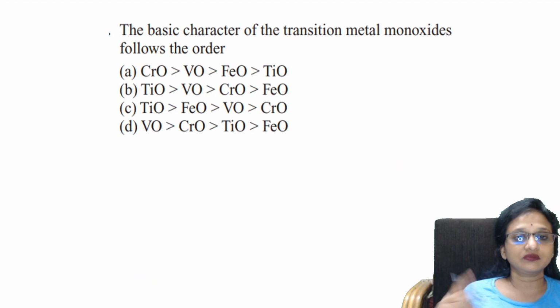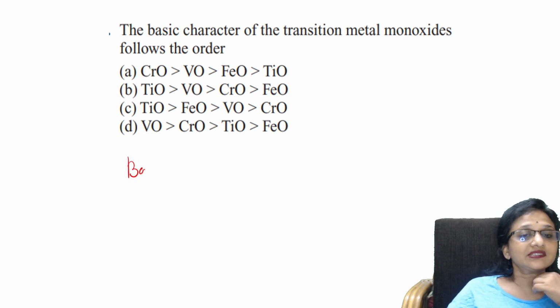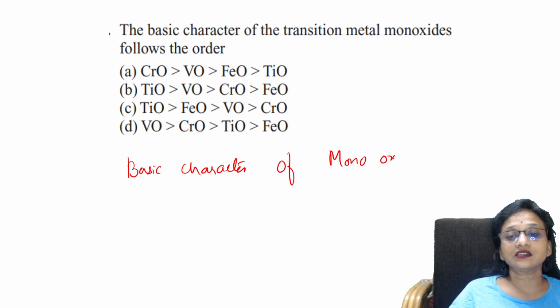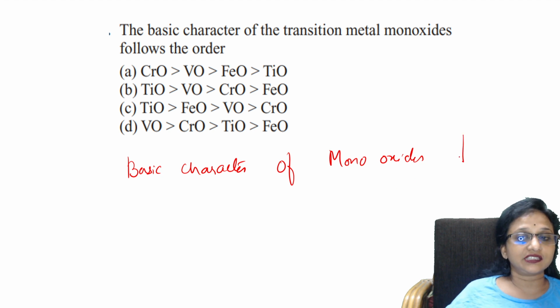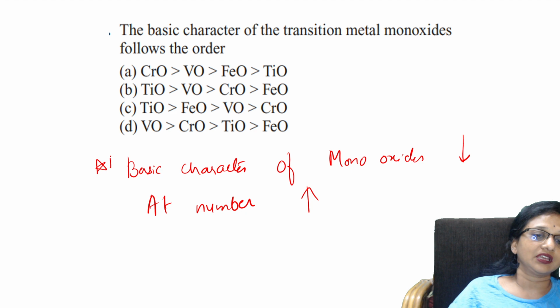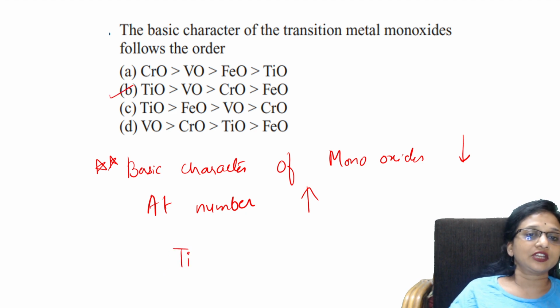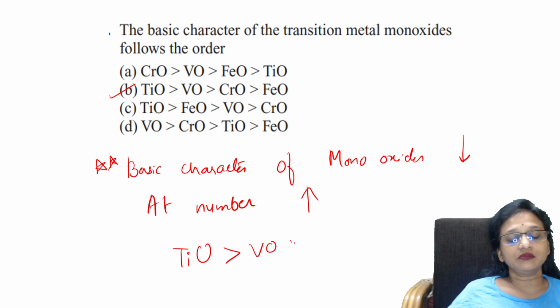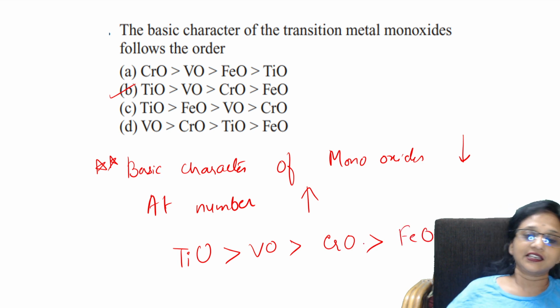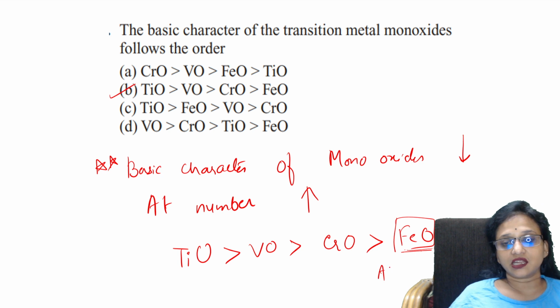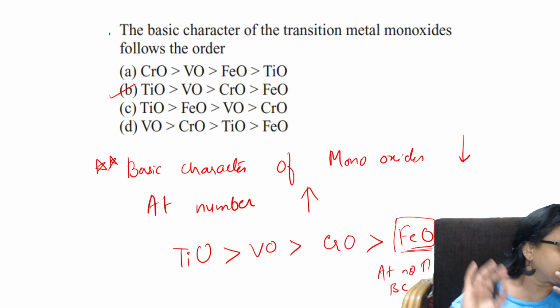Next, slowly let us go into one more question. The basic character of transition metal monoxides follows which order? How to decide this? Remember students, the rule for basic character of monoxides: basic character decreases as atomic number increases. Remember this, this is the tip here. Now, according to the atomic number, which one? Second option, TiO more than VO, more than CrO, and so on. Iron is atomic number 26. So as atomic number increases, basic character decreases. Remember this. Done.